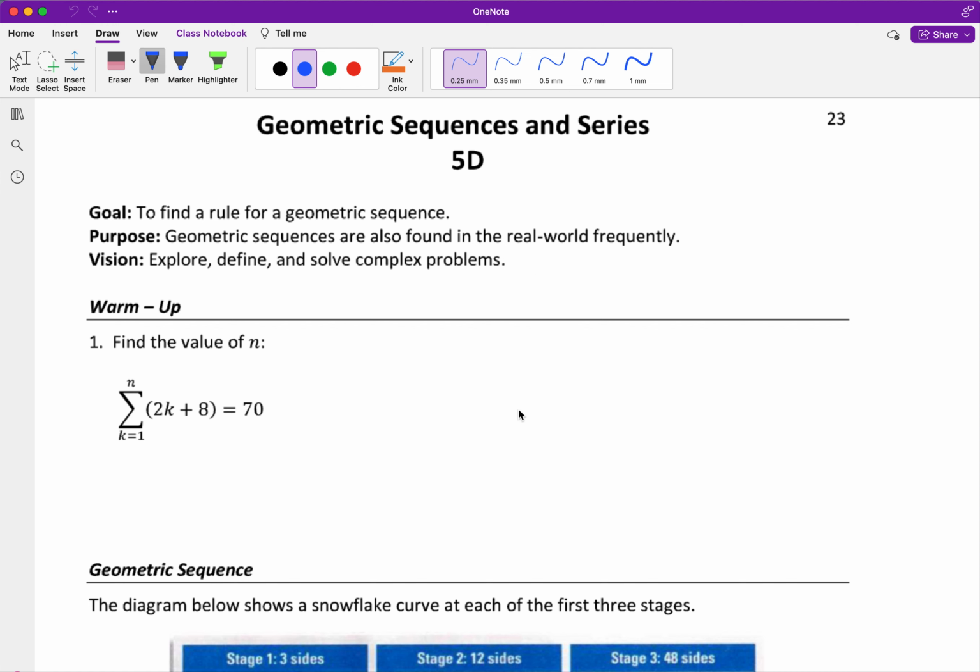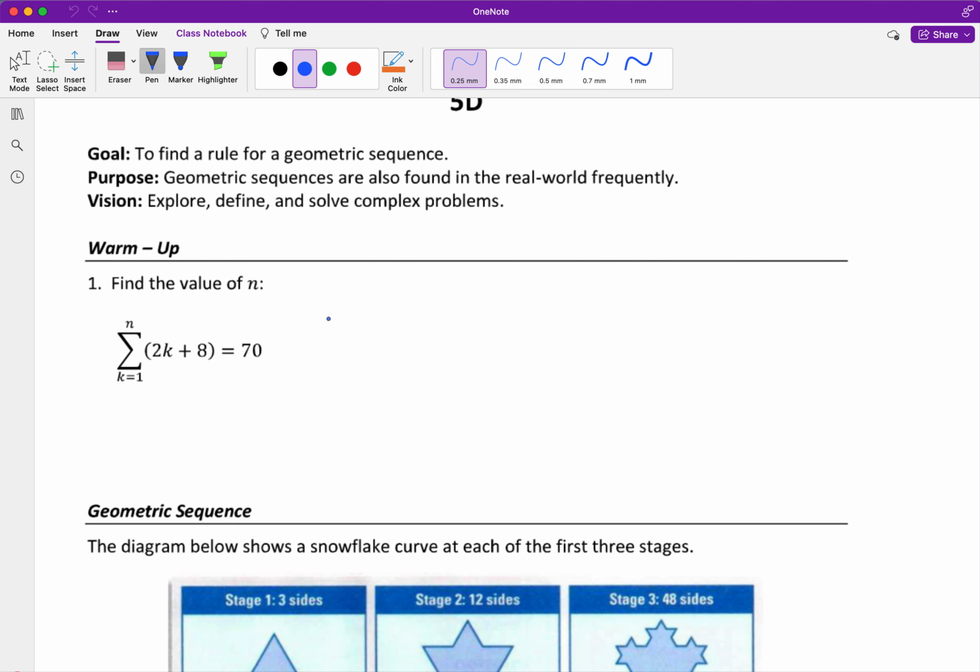All right, we start off with a fun little warm-up that is using an arithmetic series. We can tell that because the 2k plus 8, that's a linear function, and we know that arithmetic are linear functions. So that means we're going to be using the formula, right? Sn equals n over 2 times a1 plus an. So I need to figure out what all of these things are, hopefully.